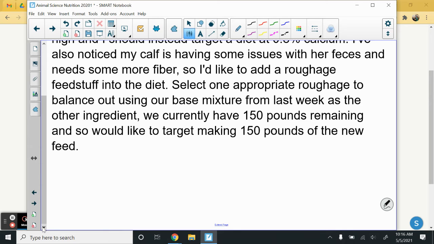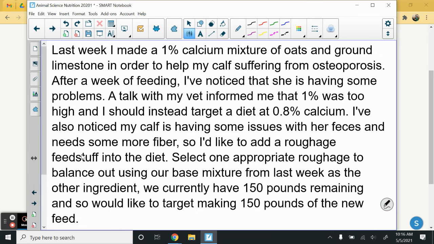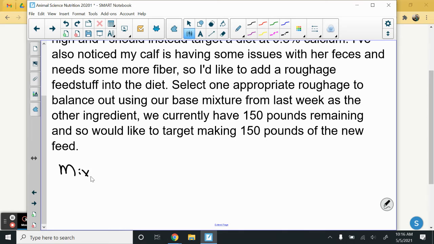So that's going to end up being one of my ingredients then. My first ingredient that I'm going to use for my second Pearson square is actually the mix that we just made here. So I'm going to put mix as the top thing on my Pearson square, because I know that mix has 1% calcium. I also know, because my problem told me, that I want to target 0.8% calcium in my new feed. So I need to find something that's going to help balance my mix downwards to 0.8.